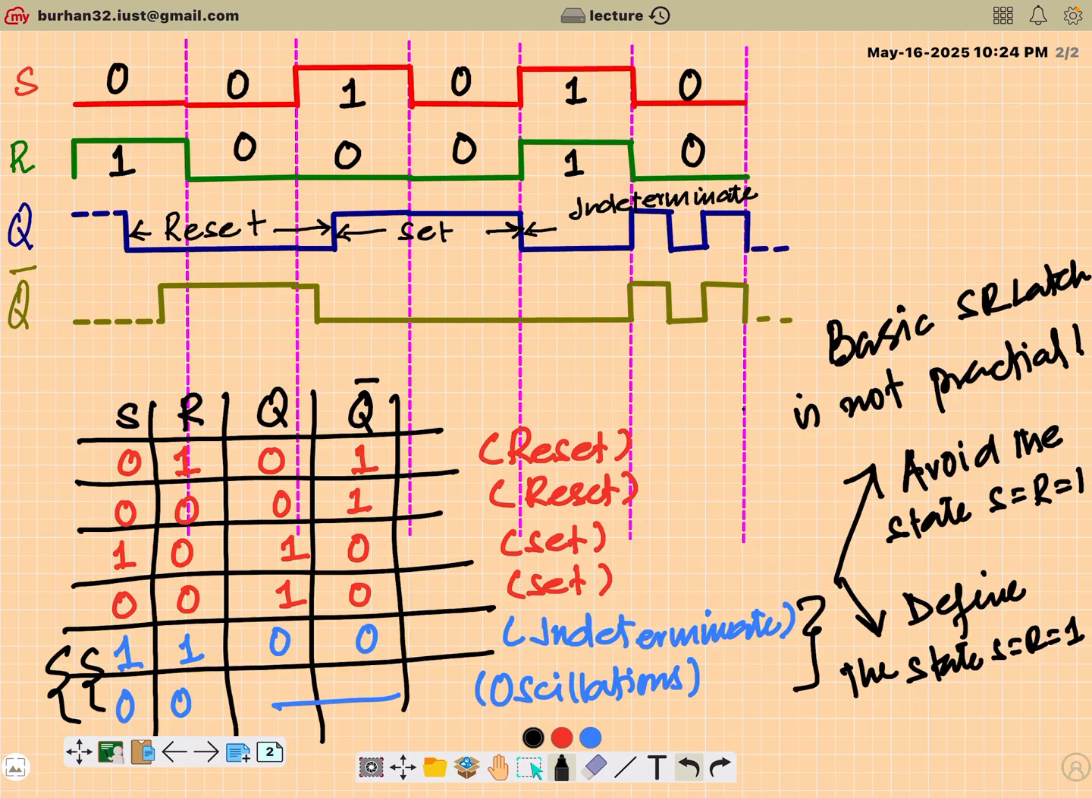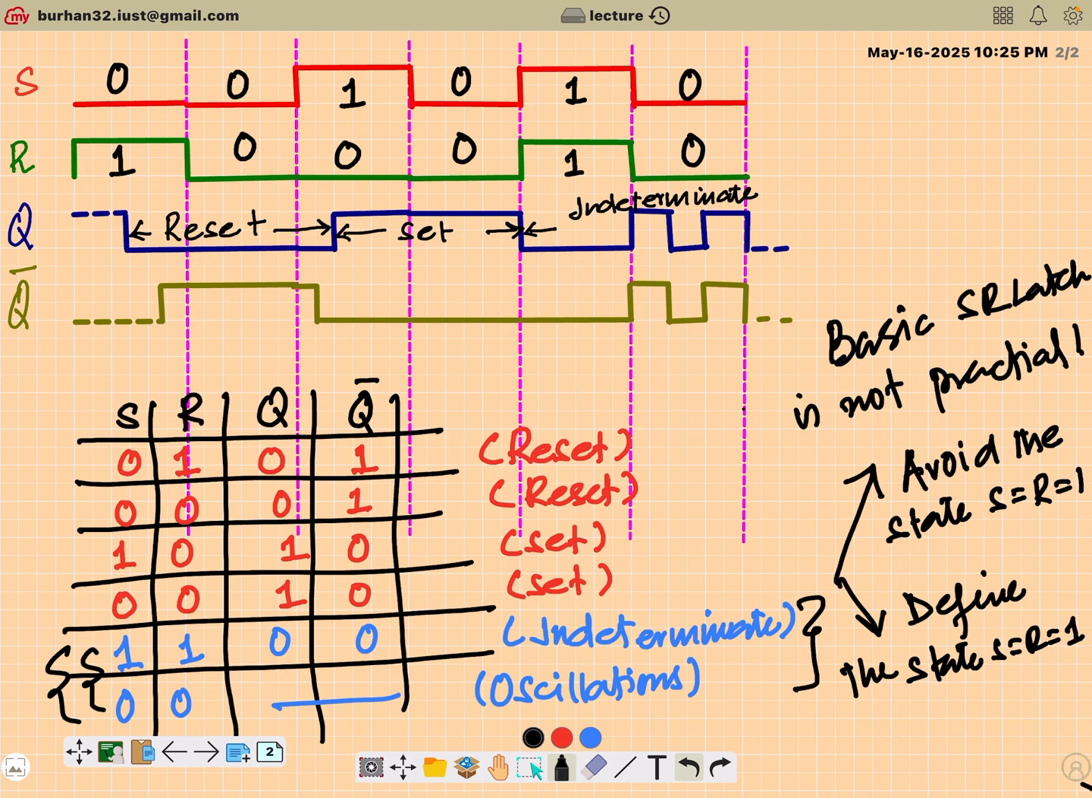Right? So in the next lectures, we will be considering both the solutions. Starting with this, we'll come up with a circuit configuration where we will try to avoid S equal to 1, R equal to 1. And then later on, we will come up with another circuit wherein we will try to define this state so that even if it appears, my circuit should not break down into oscillations. Right? We'll be doing a series of circuits to store these bits. But the important thing is that this basic SR latch will always be the core part, because this is the basic circuit which stores your zeros and ones.